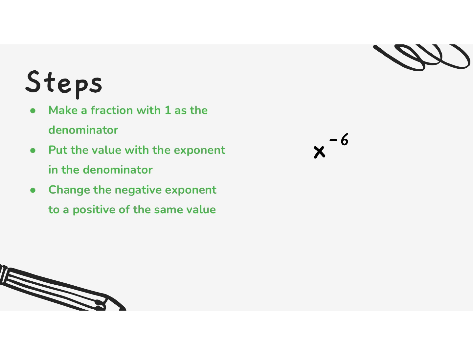Here is the process. Our steps are, you're going to make a fraction with 1 as the numerator. Done. You're going to put the value, and by value I mean the variable, with the exponent in the denominator. So I'm going to put the variable down there. I'm going to change the negative exponent to positive, and I'm going to keep the same value. And that's it. So you're taking this, you're moving it down here and making it positive. And that's all.